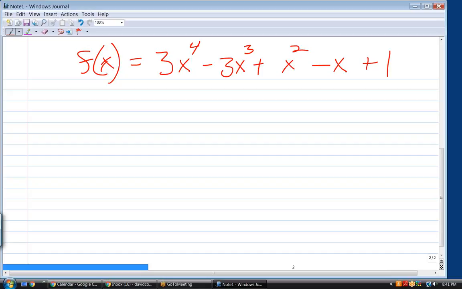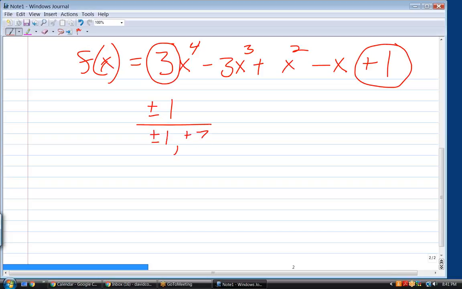If there are any rational factors, then the numerator has to be one of the factors of that number there, and the denominator has to be a factor of that number. So the possibilities are plus or minus 1 in the numerator, because minus 1 times minus 1 is also equal to plus 1, and plus or minus 1 or plus or minus 3 in the denominator, which means our possibilities are plus or minus 1 and plus or minus 1/3.